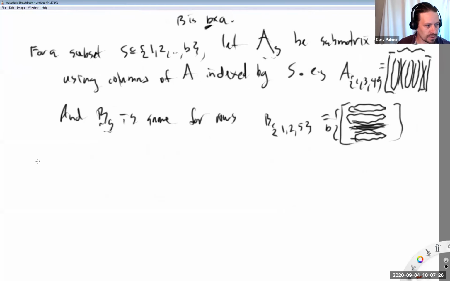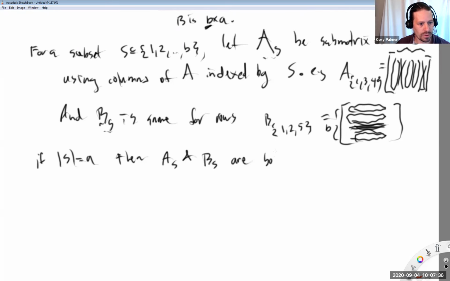And so in particular, if the size of S that we picked is of size A, then we have this nice situation that A of S and B of S are both A by A matrices, right? A has A rows anyway, and I'm keeping A columns of them if S has A elements in it, and same for B. B has A columns, and I'm keeping A rows, so I get an A by A matrix in both these cases. And actually, that's the way these are going to work. I'm only ever going to look at A sub S and B sub S when the size of S is A. So I'm going to try to get these nice square matrices when I apply these.